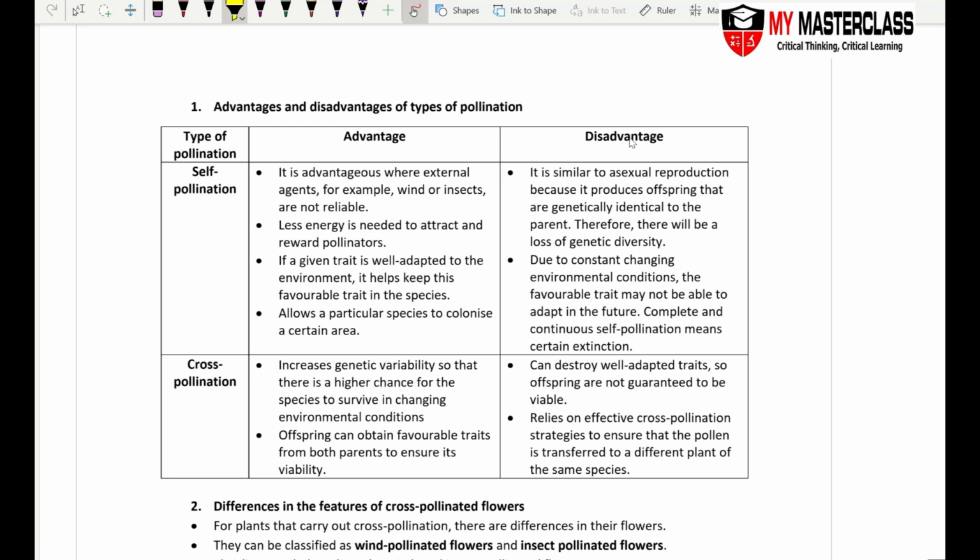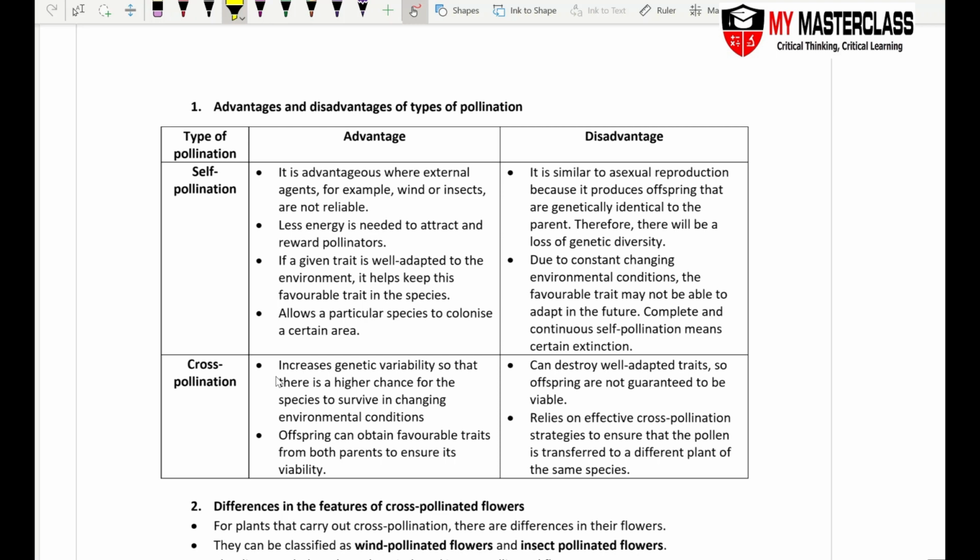The disadvantage, however, is that the genes are pretty much similar throughout generations. If there is a slight change in the environmental conditions and these self-pollinated plants do not have traits to adapt to the changes, it can potentially wipe out the entire species in that region.